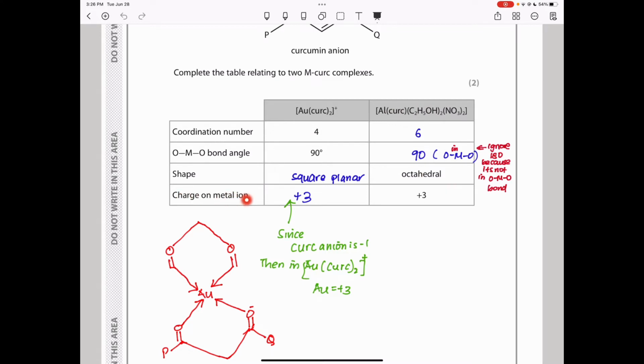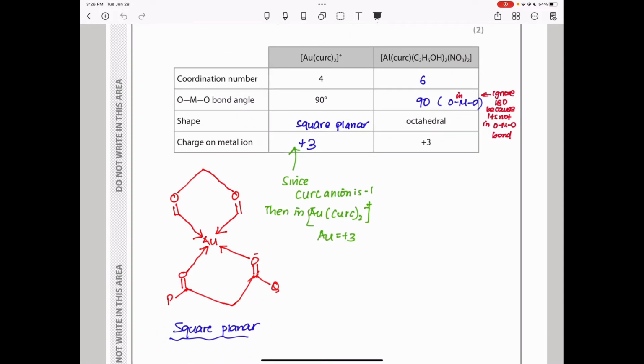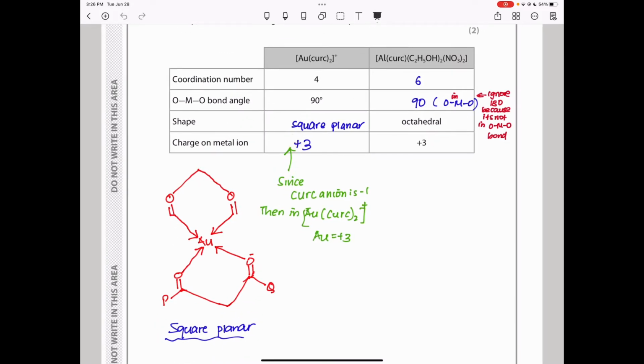The charge on the metal ion is going to be 3+, and that is 3+. So that's it, basically. If you want to know that, you just add up everything here. Remember, the anion is -1. So if you have -1, they're going to be 2. Yeah, this whole charge is 3.